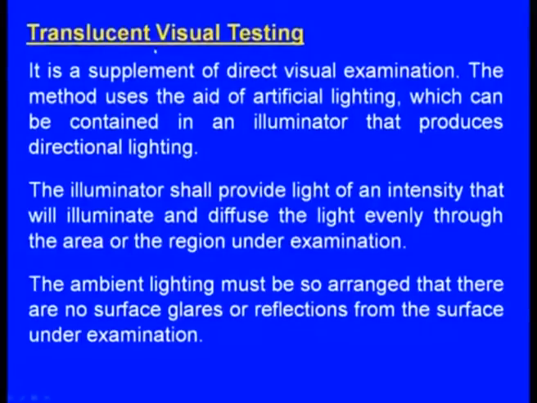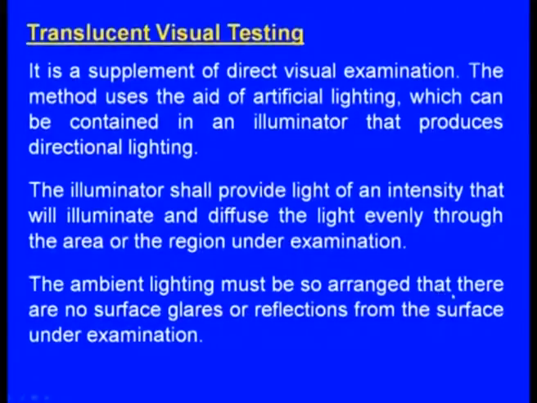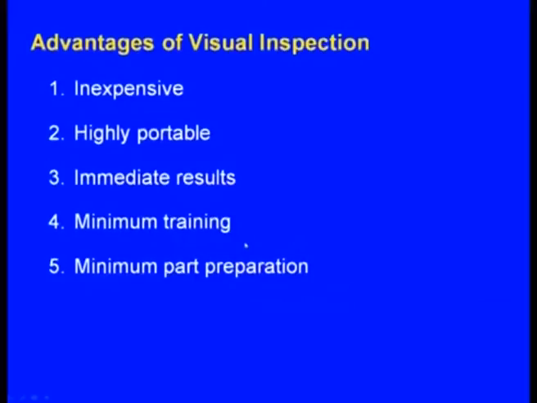Next one, translucent visual testing. It is a supplement of direct visual examination. The method uses the aid of artificial lighting, which can be contained in an illuminator that produces directional lighting. The illuminator shall provide light of an intensity that will illuminate and diffuse the light evenly through the region under examination. The ambient lighting must be arranged so that there are no surface glares or reflections from the surface under examination. What are the advantages of visual inspection?